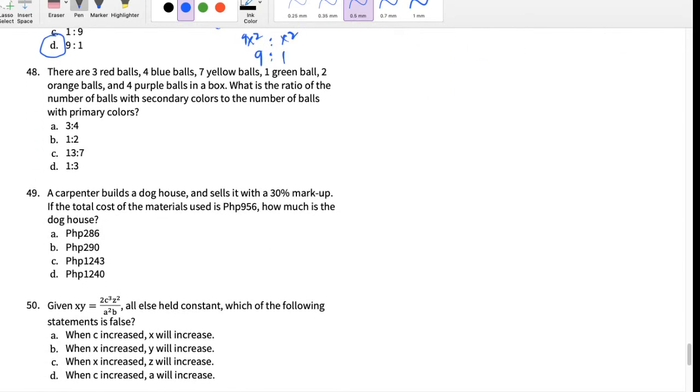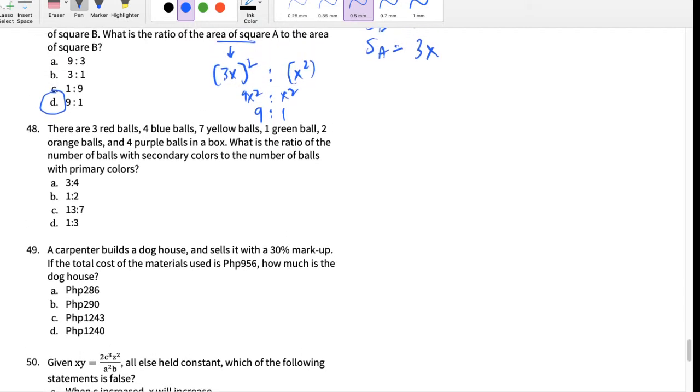There are 3 red, kasi baka pala may mga nagtataka, ba't mo pwede silang i-cancel? Kasi another way of writing your ratio is fraction form, di ba? 9 over x squared. So you will cancel 9 over 1.